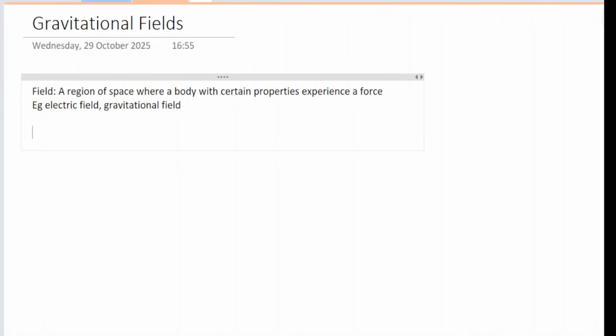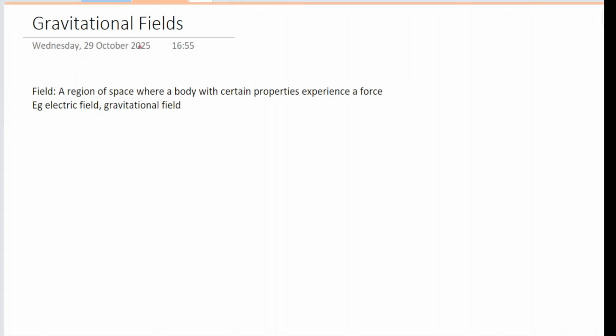Hello everyone. Today we'll be starting a new topic, which is gravitational fields. This topic will involve Newton's law of gravitation, all the gravitational forces, and it also connects to circular motion as well. So I hope you will enjoy this topic.